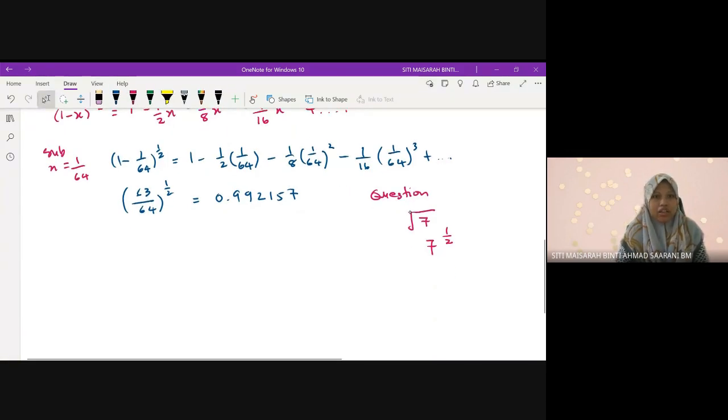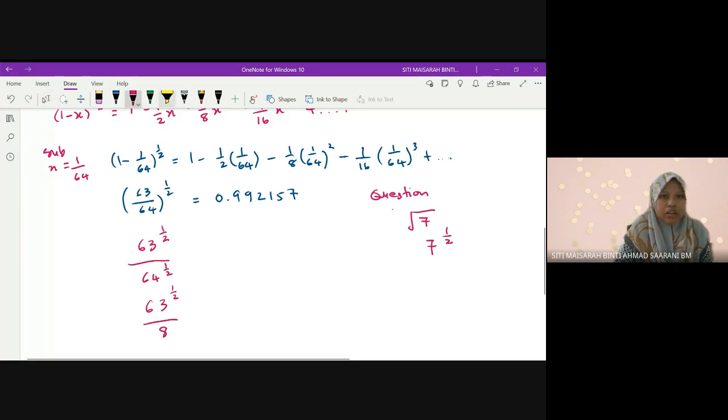Okay, if we open this, we have 63 power 1 over 2 divide 64 power 1 over 2. 64 power 1 over 2 we can calculate, this is actually square root of 64 which becomes 8. So the bottom part will get 8 like this. The top part cannot be calculated, but here we can create 7 power 1 over 2.